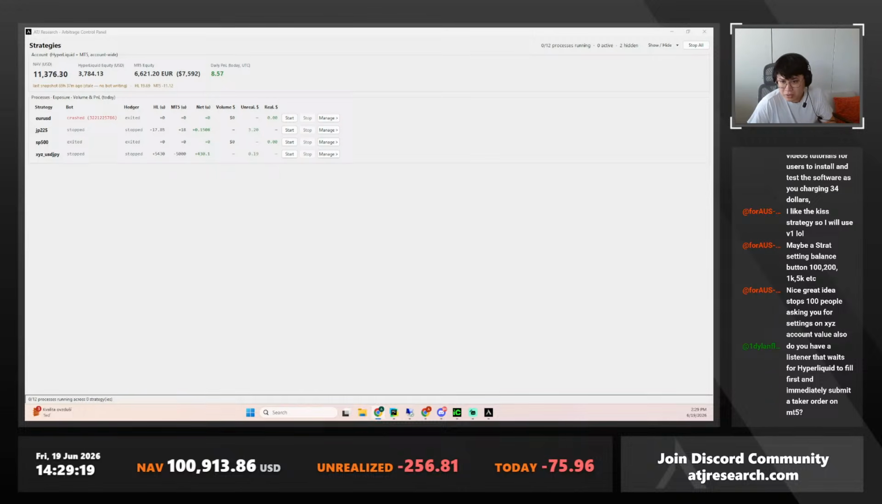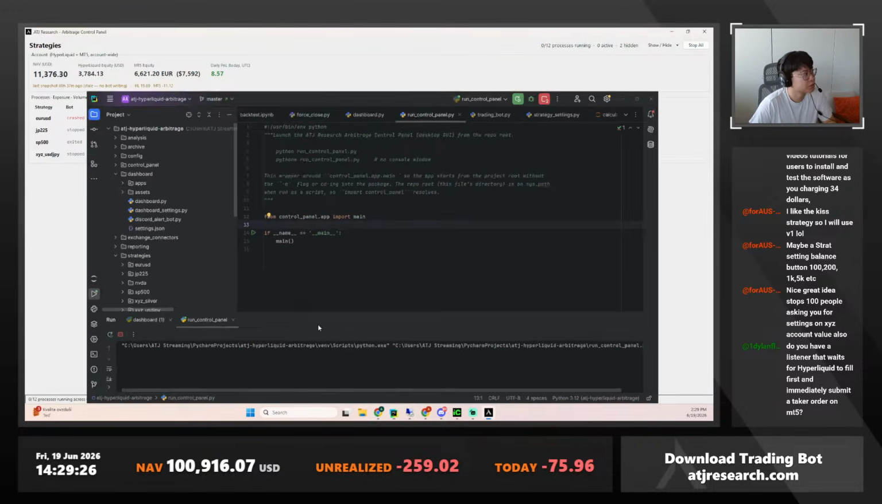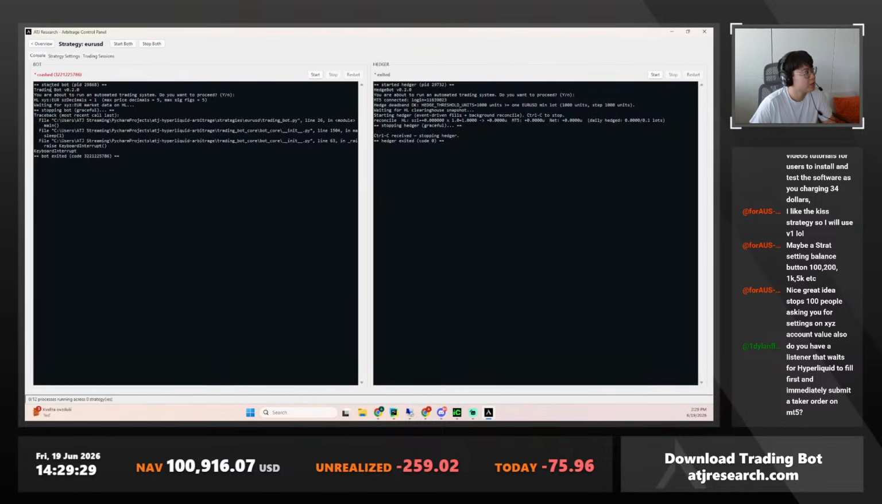So do you have a listener that waits for Hyperliquid to fill first and immediately submits a takeover on MT5? Yes, this is what our MT5 hedger is doing, right? If you go to our strategy, for example, manage, on the left side the strategy bot is doing the signal processing and sending the limit orders to Hyperliquid. And on the right side, this robot is listening to the exposure or the fills on the Hyperliquid side. When we get a fill, it will then send a market order or a taker order to MT5. So these are two scripts that work separately, but together they make up the strategy.